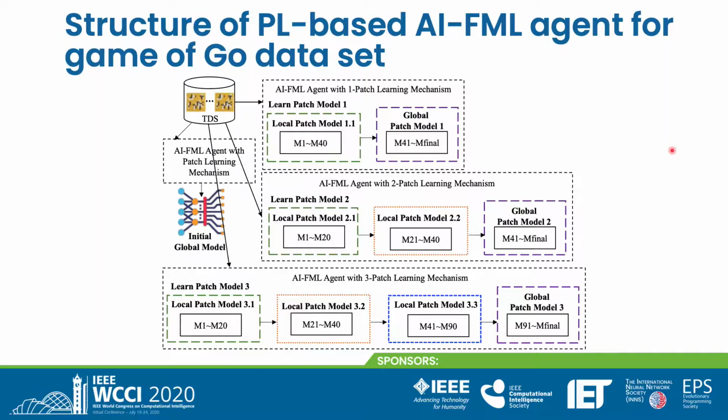Okay, let's move on to the next part. In this part, we will show the structures of patch learning-based AI FML agents for the Game of Go dataset. We adopt the patch learning-based AI FML agents with a 3-patches mechanism. Patch 1 denotes move 1 to move 20. Patch 2 denotes move 21 to move 40. Patch 3 denotes move 41 to move 90. The last one is the global model, which denotes move 91 to the final move.